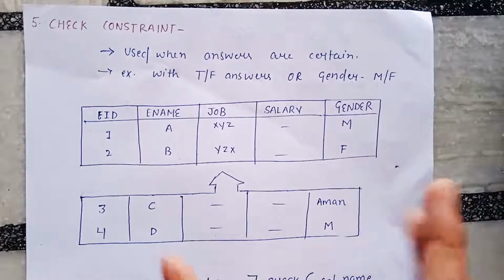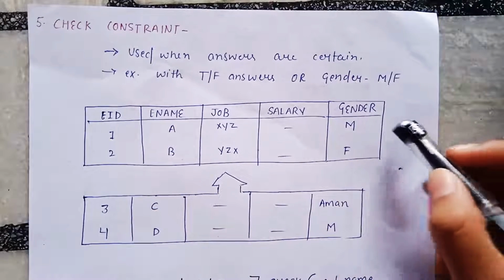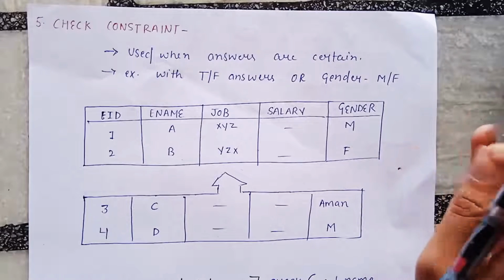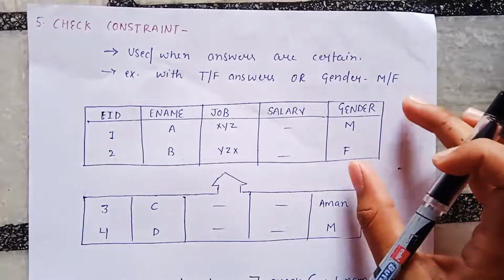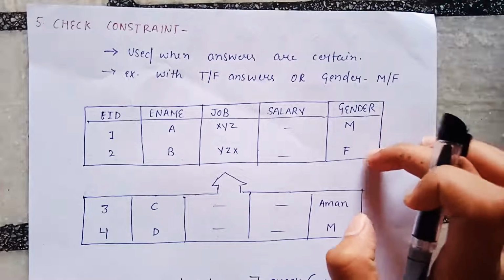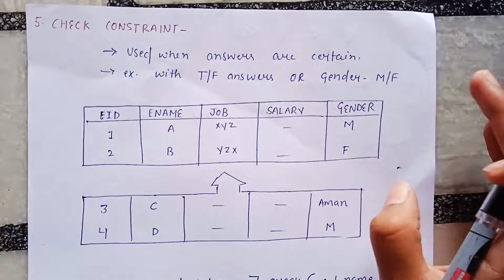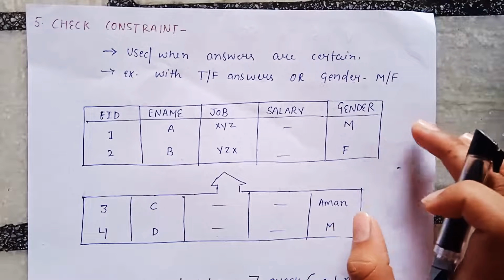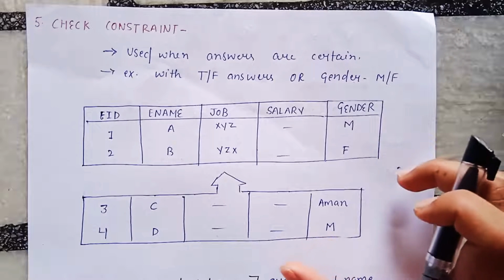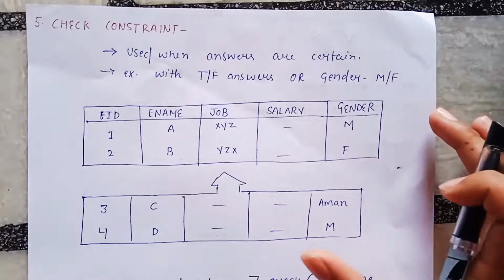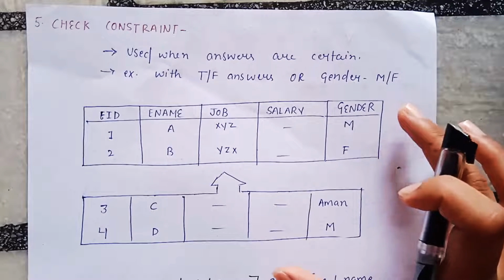For example, in this employee table we can see there is a gender column, and we know that there will be only three values that can exist in this column. Either it will be male, female, or others. So we will apply a check constraint in order to ensure that the person entering the record must enter a value from these three options.